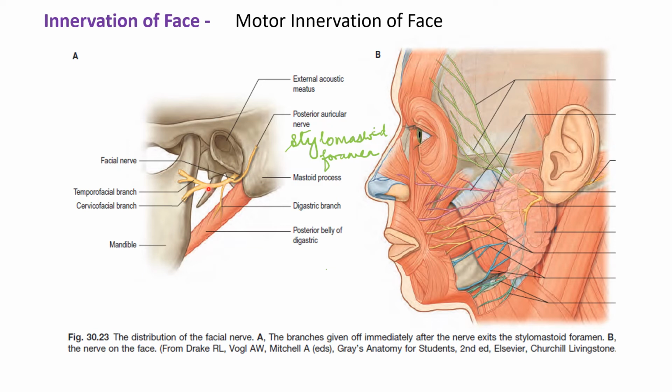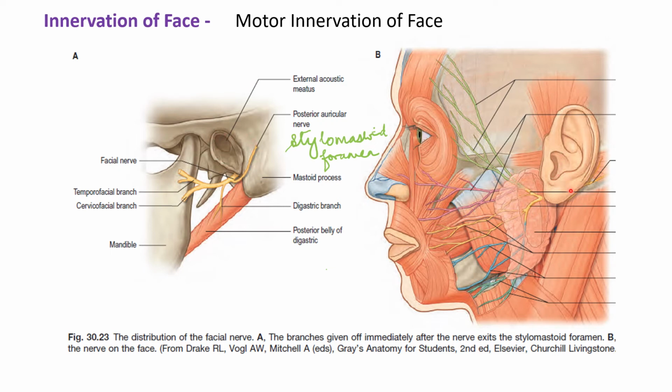And thereafter, the remaining nerve enters into the parotid gland, which is lying in front of the auricle. So, broadly, we are saying that it is in front of the auricle. We will see the exact position later. So here is the auricle. This is the external acoustic meatus.